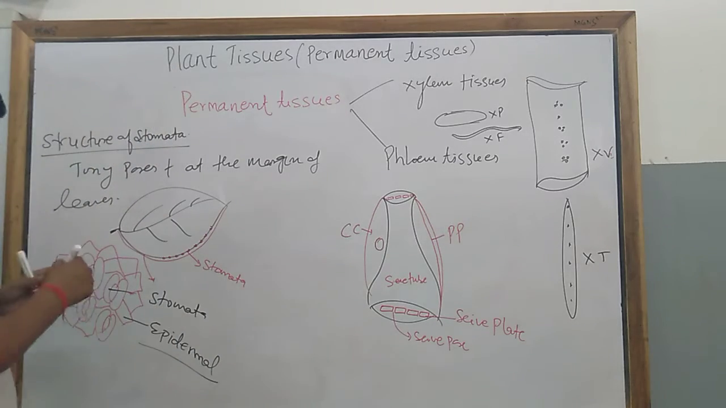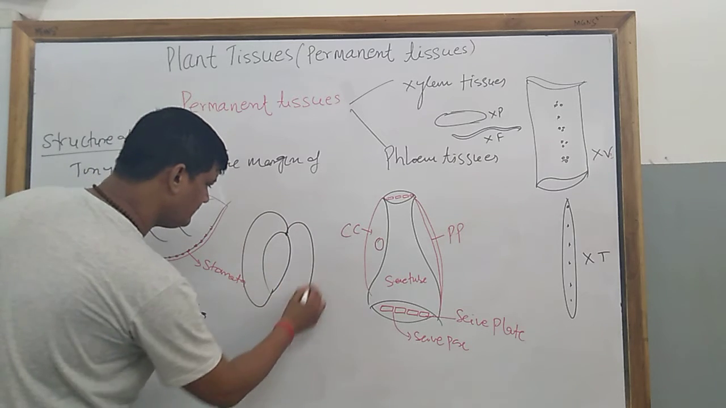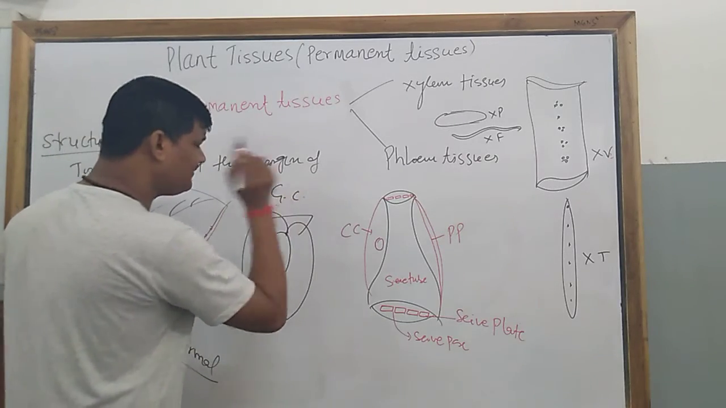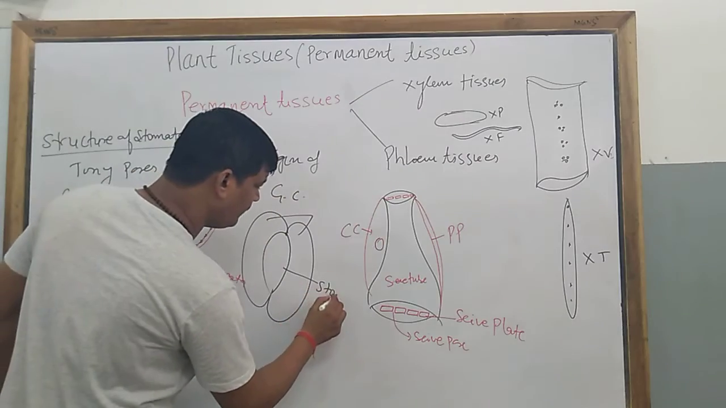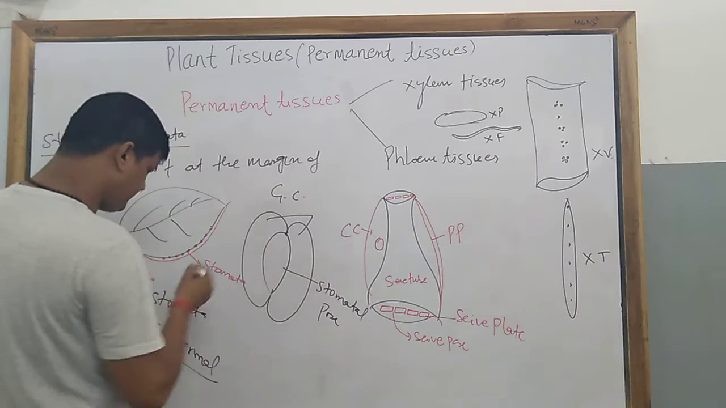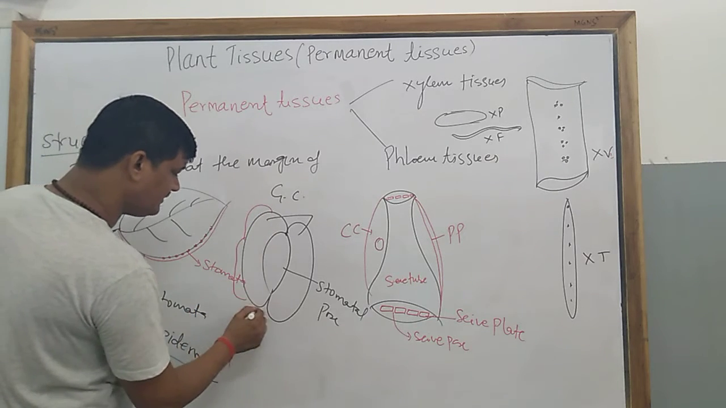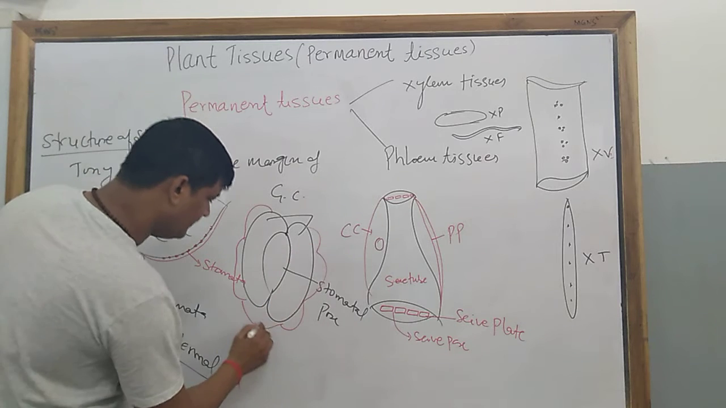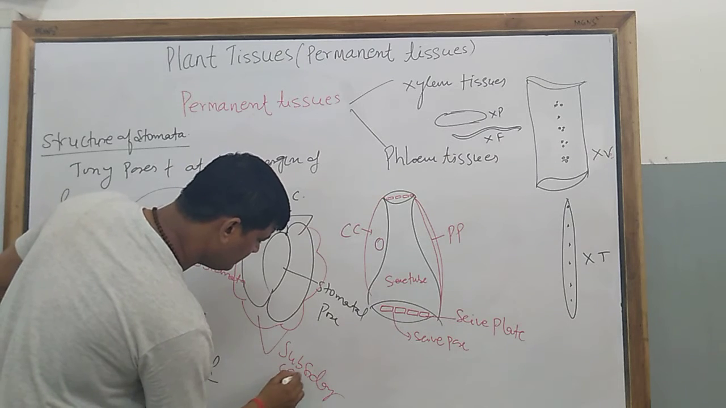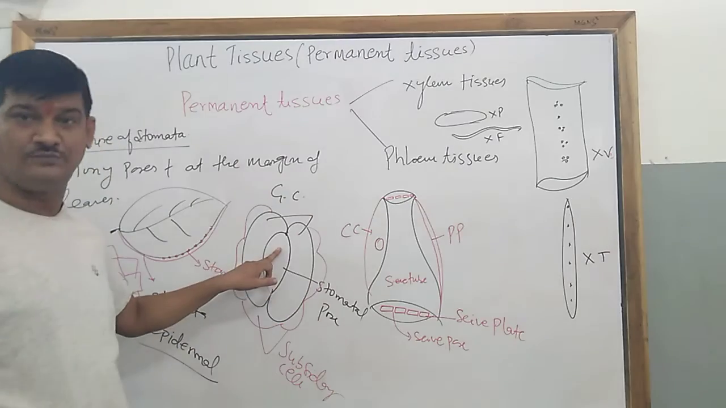So if you see the detailed structure of stomata, you will find this structure like that. Okay, these two are called guard cells. It is called stomatal pore. And apart from that, the guard cell is surrounded by few structure that we call the subsidiary cells. So this is general structure of a stomata. This stomata is open stomata.